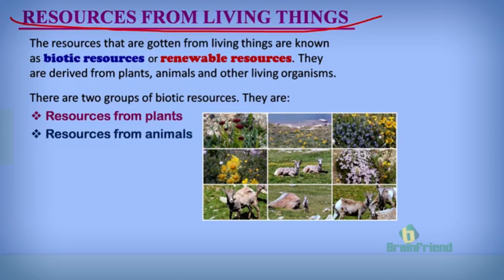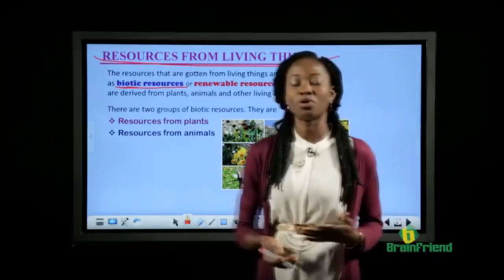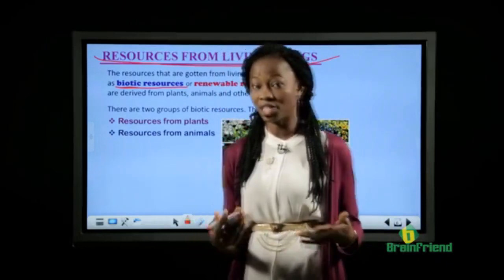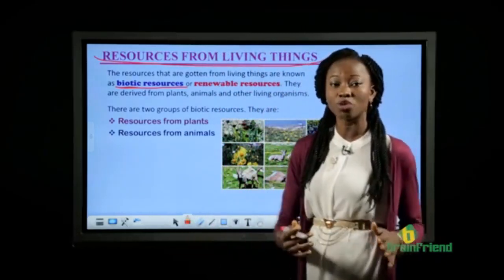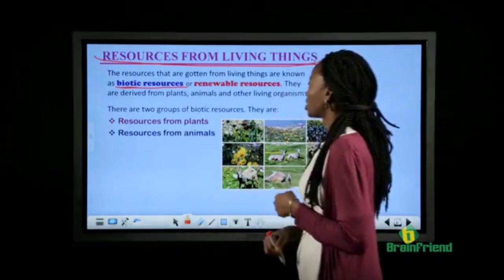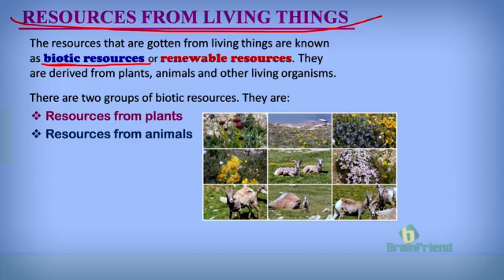The resources derived or gotten from living things are known as biotic resources. The word biotic there tells us that these resources have life in them, because bio here signifies life, things that have life in them. So biotic resources are resources that are gotten from living organisms. We can also call them renewable resources. Don't forget, they are called renewable resources or biotic resources.